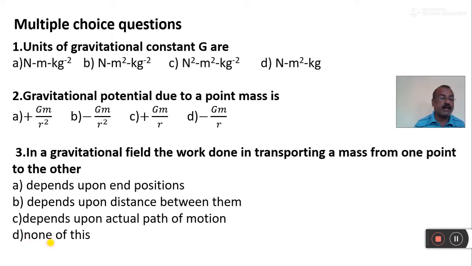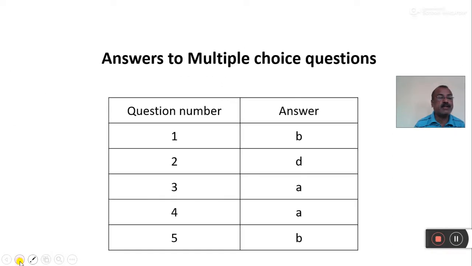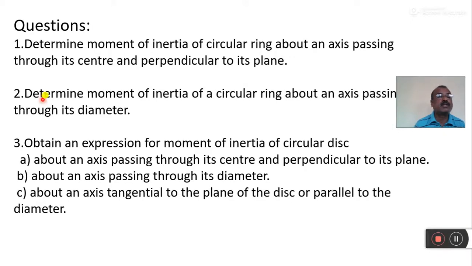Finally, we can write like this. These are the multiple choice questions they may expect in this chapter. The answers for the multiple choice questions are like this. These are the main questions. Determine the moment of inertia of a circular disc about an axis passing through its center and perpendicular to its plane. Determine the moment of inertia of a circular ring about an axis passing through its center diameter.